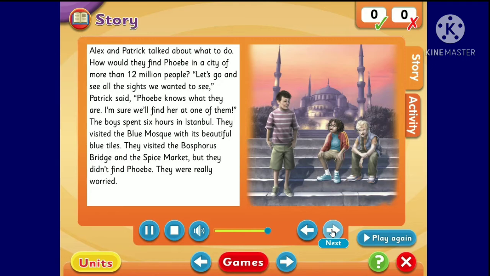The boys spent 6 hours in Istanbul. They visited the Blue Mosque with its beautiful blue tiles. They visited the Bosphorus Bridge and the spice market, but they didn't find Phoebe. They were really worried.